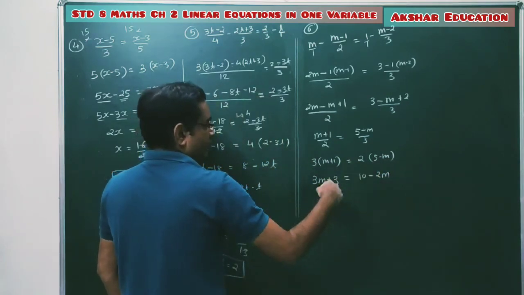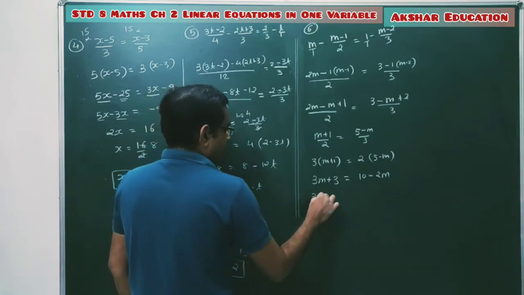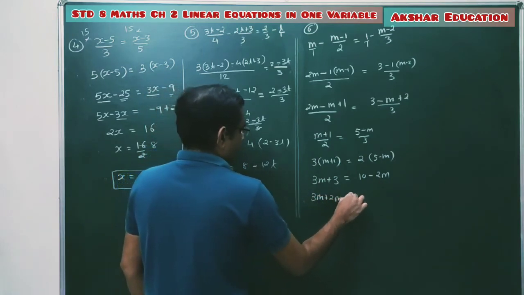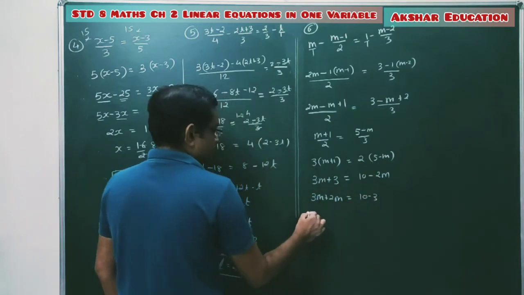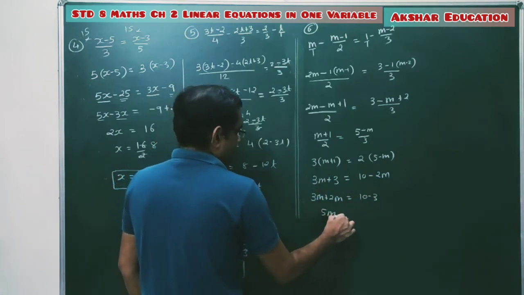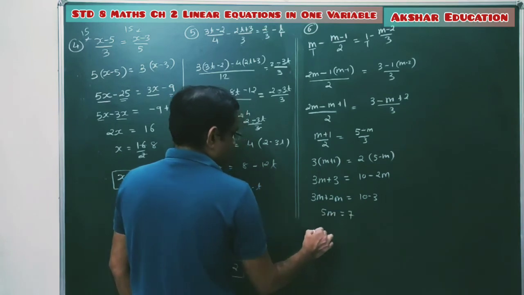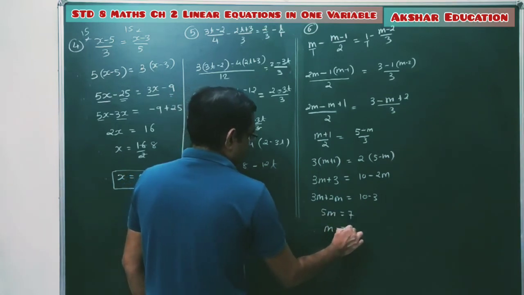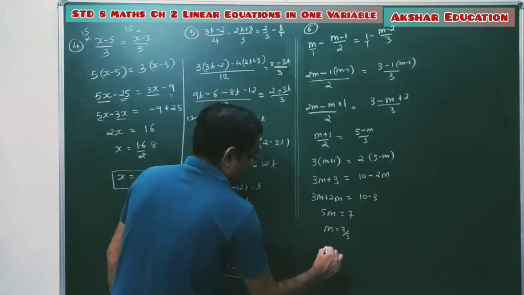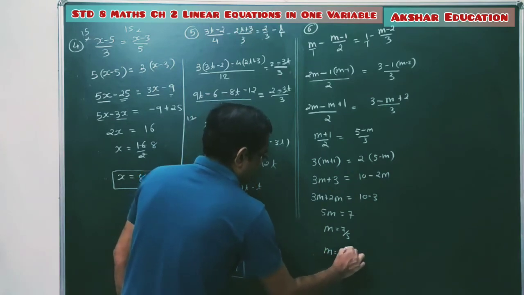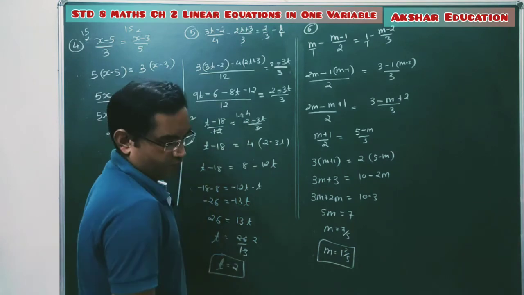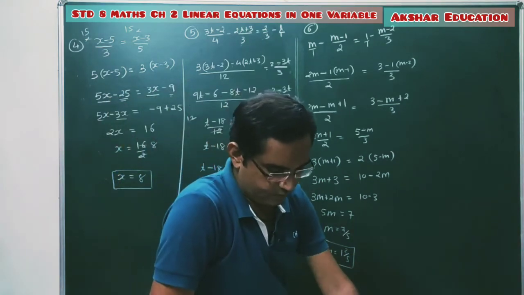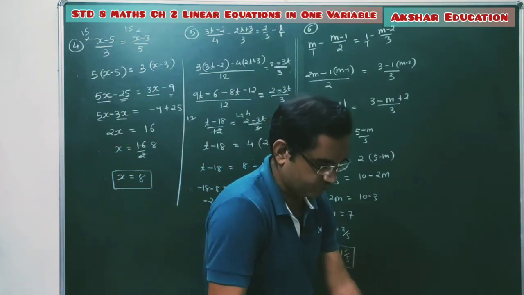Taking this minus 2m on the left hand side. So it's 3m plus 2m equal to 10 minus 3. So it's 5m equal to 7. So m equal to 7/5. Improper fraction, it's 1 integer 2/5 is the solution of this equation. Again check the answer.